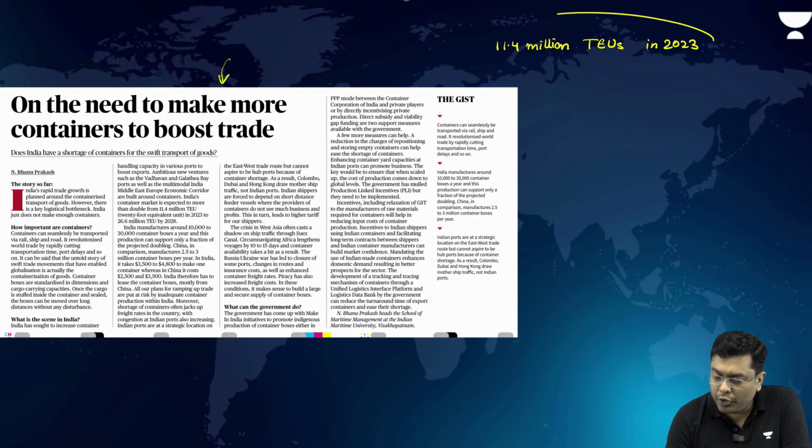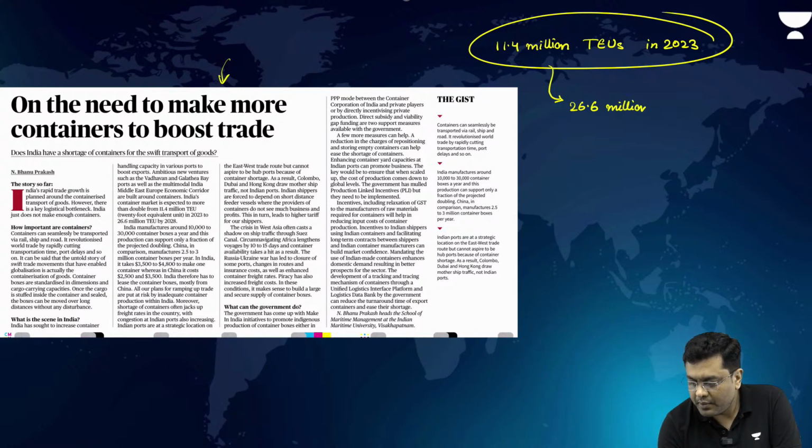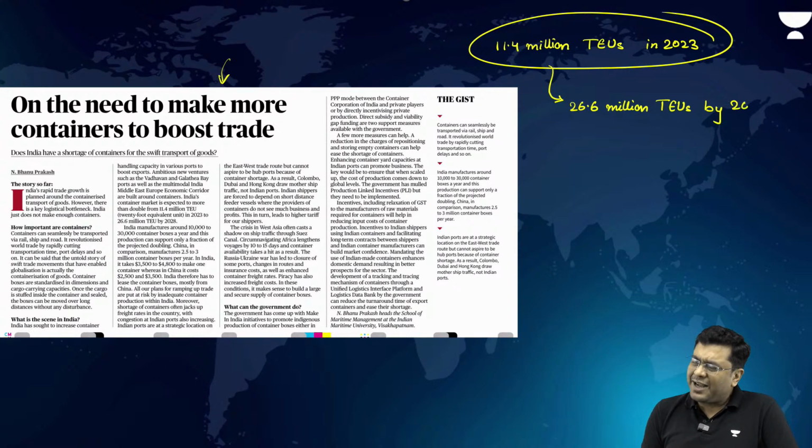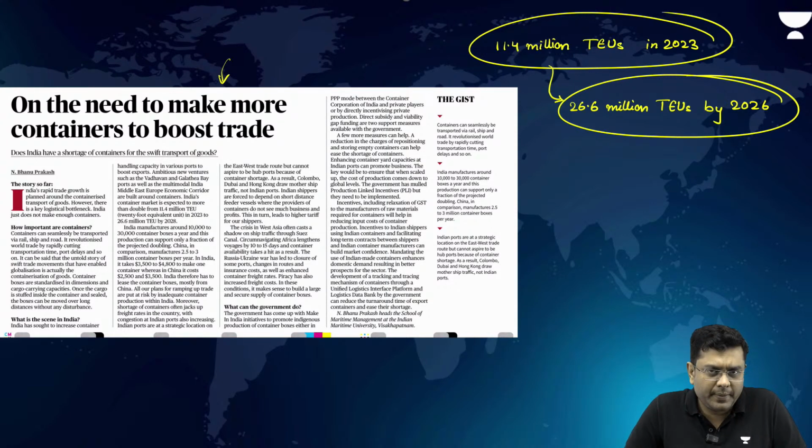Now this is supposed to increase or almost more than double to 26.6 million TEUs by 2026. So that means we need to be producing more containers, as simple as that, which we are not.